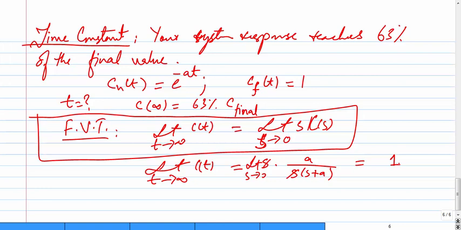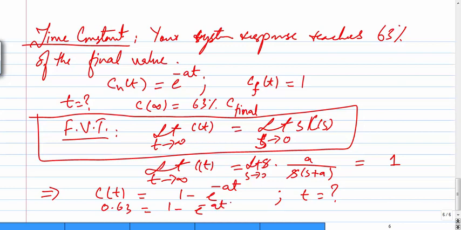As we already know, 1 is the final value. Now to calculate the 63%, we use c of t, that is 1 minus exponential minus at. To calculate the time constant t, this magnitude must be equal to 0.63, that is 1 minus exponential minus at. So the idea is to calculate t. It's very easy: exponential minus at is equal to 0.37. Just take this to the other side and solve it.